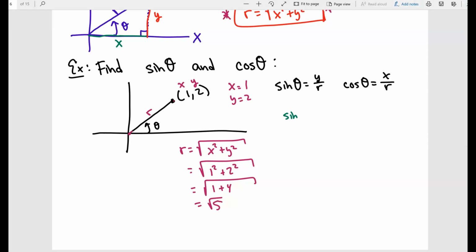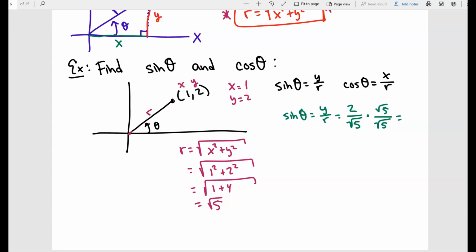Okay, so the sine of theta is going to be equal to y over r. Y in this case is equal to 2. Okay, and r is equal to square root of 5. Now, I do not want it like this. I want you to rationalize it. What rationalizing means, back in algebra, we wanted to get rid of the square root, so we're going to multiply it by the square root. So we don't want a square root on the bottom.